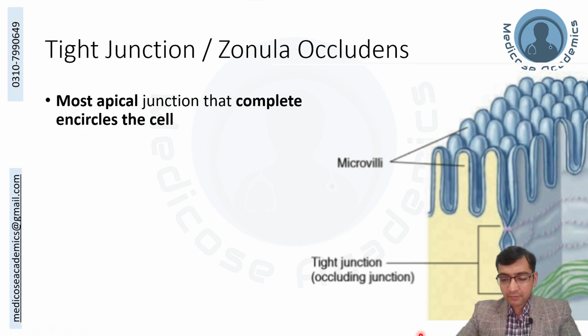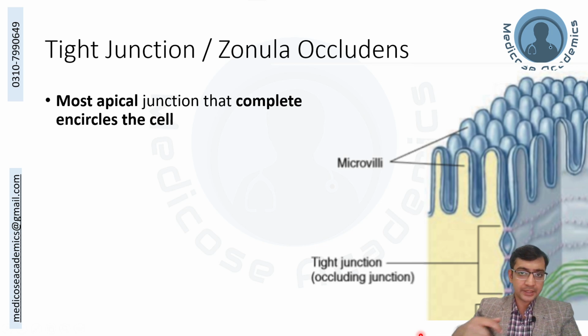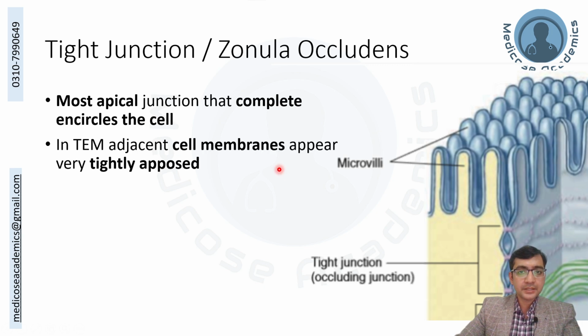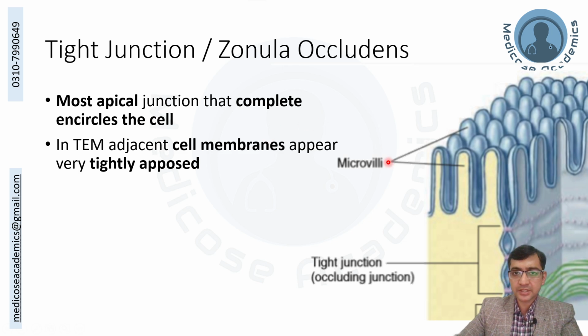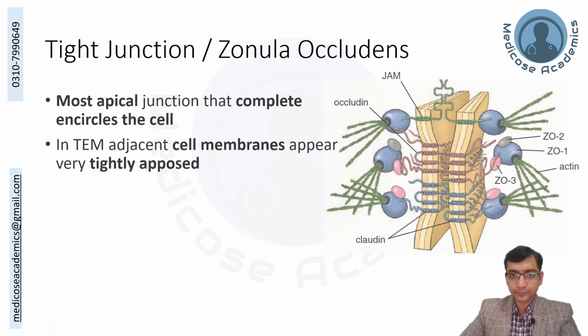They are the most apical ones on the lateral domains, and they completely encircle the cell, making junctions with all the neighboring cells that are surrounding the one that we are looking at. That is why it is called zonula adherens. In electron microscopy, the cell membranes appear very tightly adherent with no space between them. We will see these pictures again, and they seem tightly opposed.